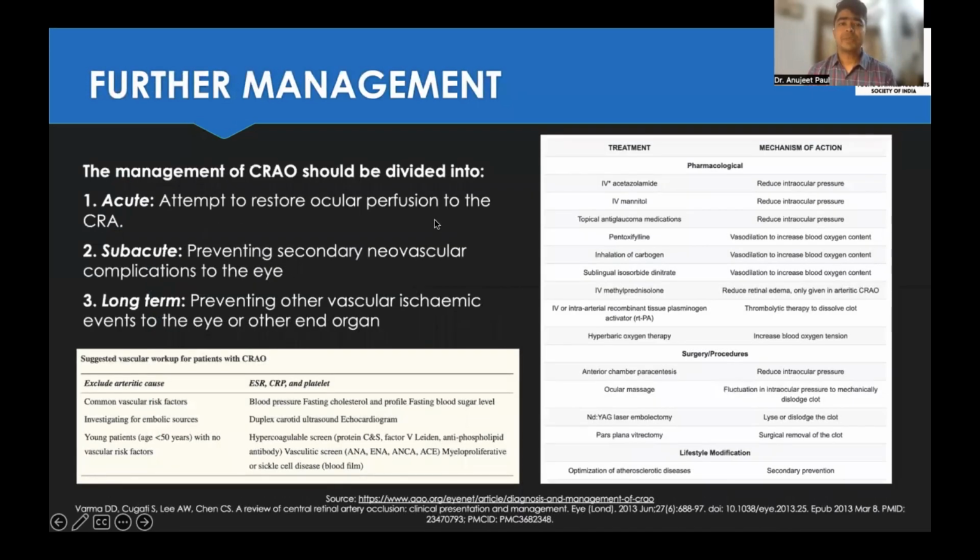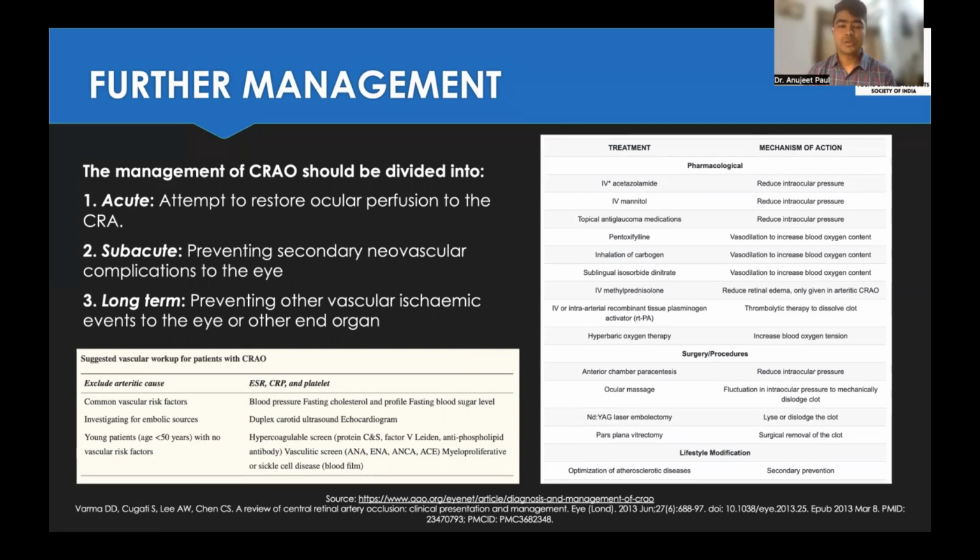The further management in the treatment of CRAO is as follows. As mentioned, in the acute stage, it is an attempt to restore the ocular perfusion of the central retinal artery. If presenting in the subacute stage, we try to prevent secondary neovascular complications of the eye. And in the long term, we try to prevent other vascular ischemic events of the eye or other end organ damage. So the treatment is highlighted on the right side, while the investigations are as follows.